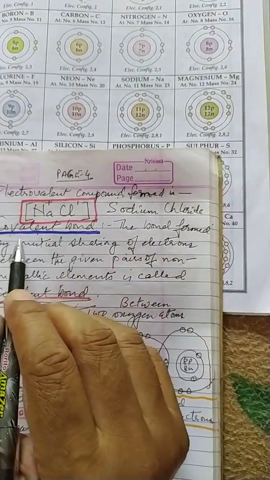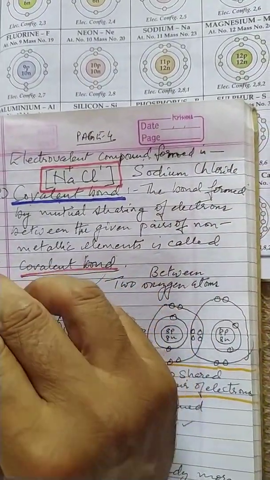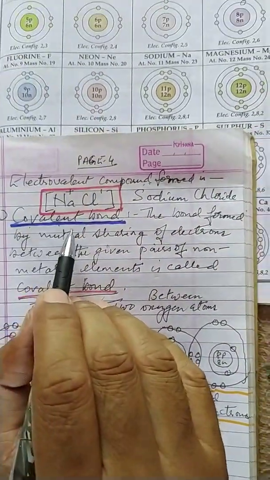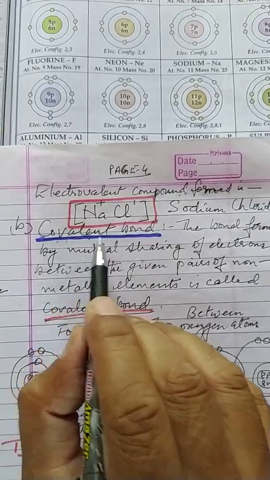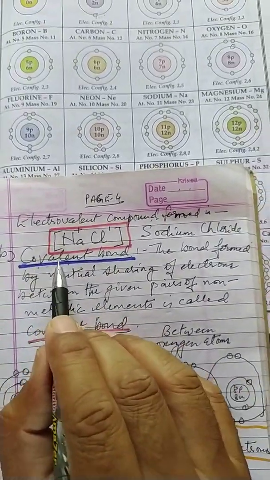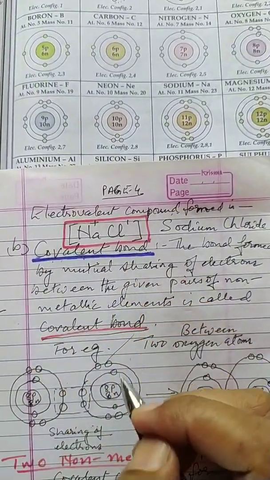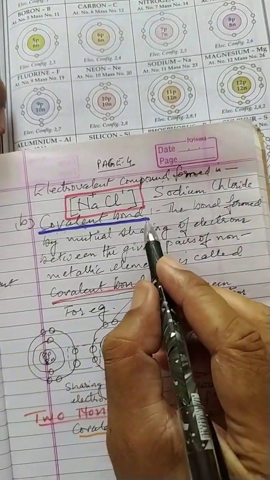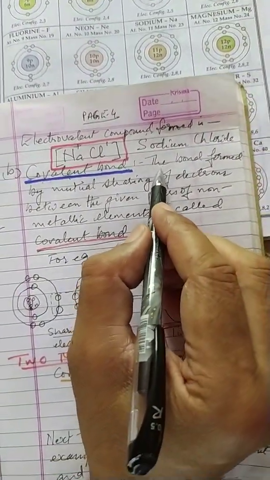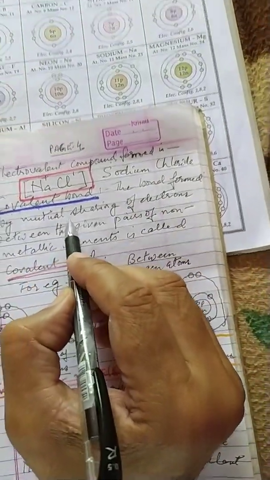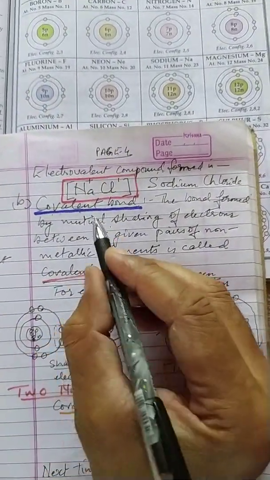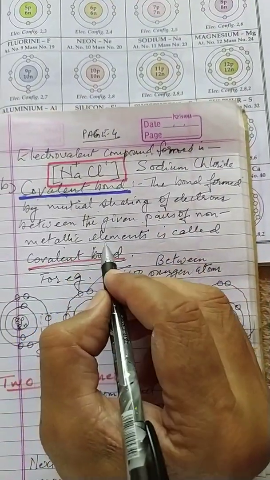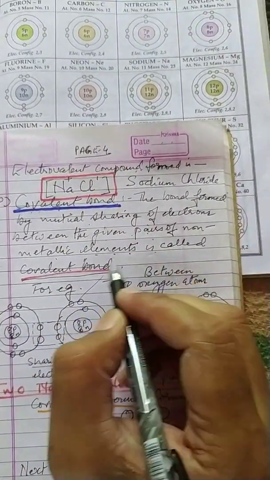Now let us look at covalent bond. We saw electrovalent bond in which there was transfer of electron. Now let us look at covalent bond. As the name suggests, covalent, that means there is a co-sharing of electrons. Let us look at the definition. The bond formed by mutual sharing of electrons between the given pairs of non-metallic elements is called covalent bond.